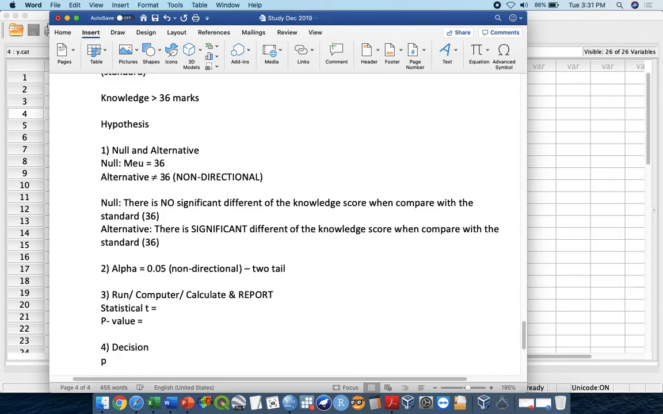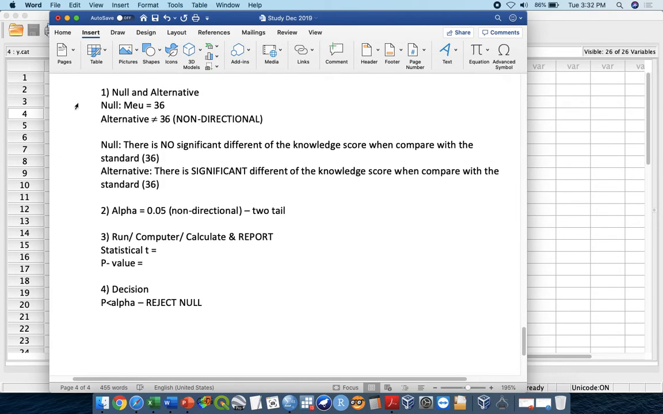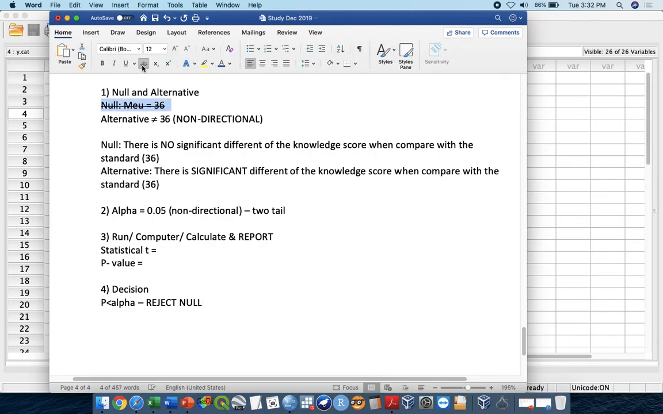If your p-value is less than alpha, therefore you reject the null. This one is the null, right? If your p-value is less than alpha, you reject. Or you fail to reject, based on your item number 3, and your decision number 4 should be made. If your p-value is more than alpha, it indicates fail to reject the null.